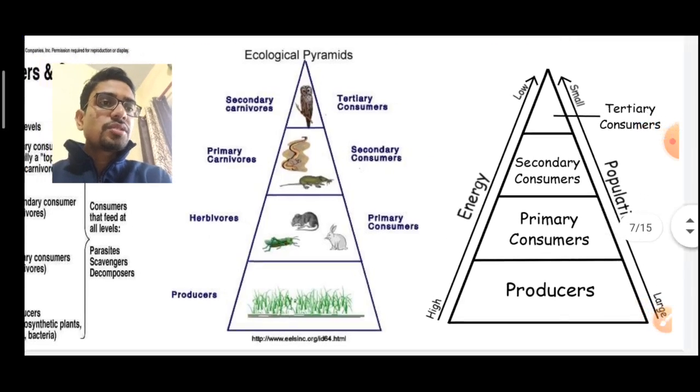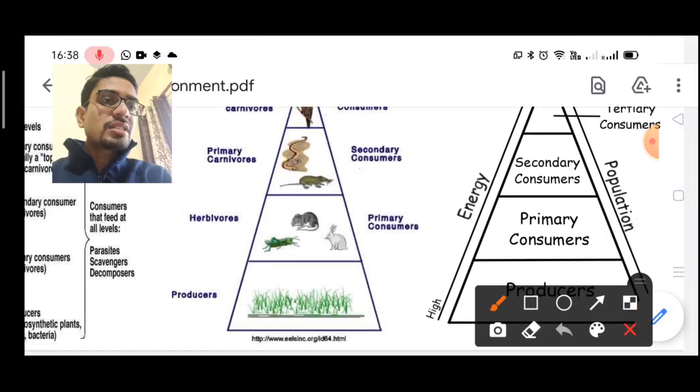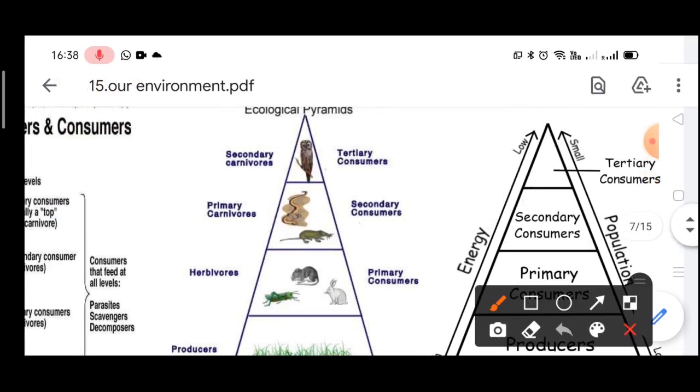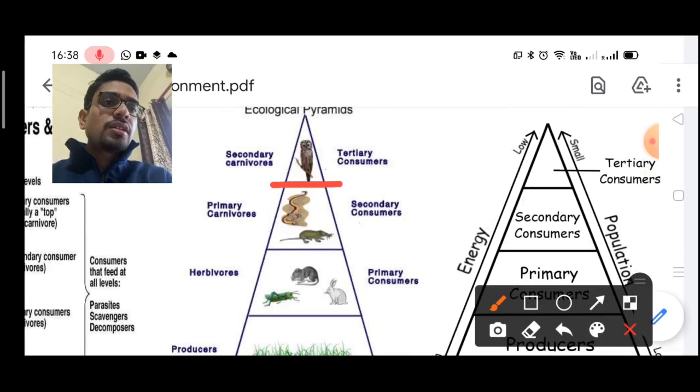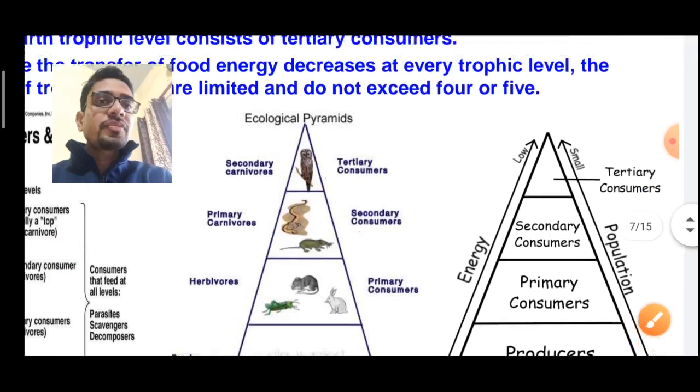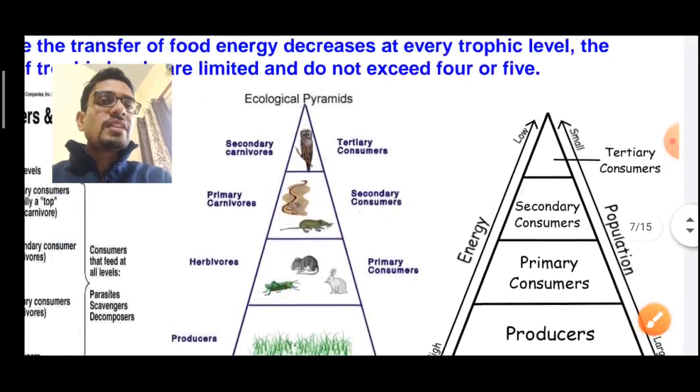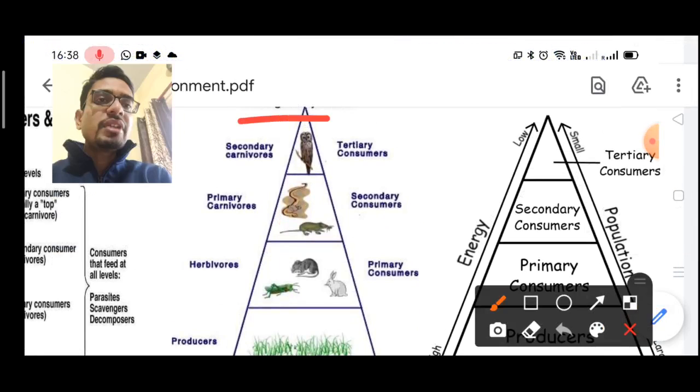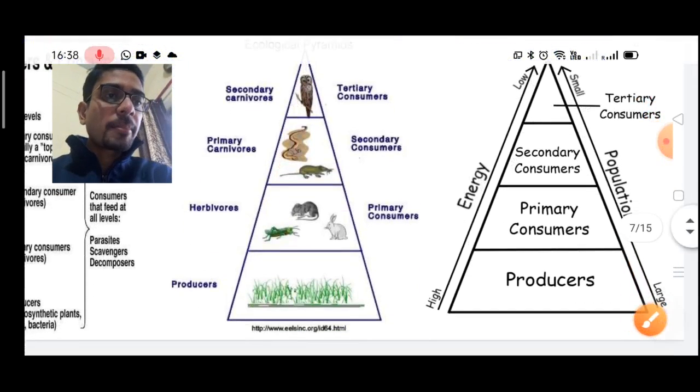So in this figure you can see producers are grass or plants, then primary consumers, insects, rat, then secondary consumers, and then tertiary consumers or bigger carnivores. So that's how you present trophic levels. This is called ecological pyramids or trophic level pyramids. Very easy.